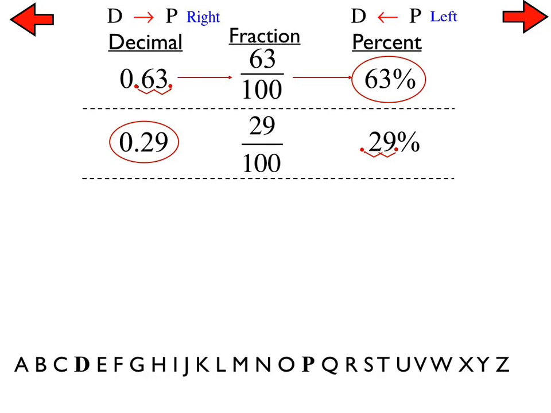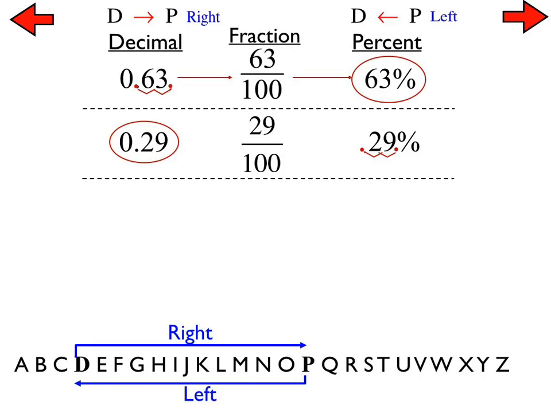Now, every year there are 1 or 2 people who can't remember moving left or right. Here's an easy way of remembering. Think about alphabetical order. Decimal starts with the letter D, percent starts with the letter P. To go from D to P in the alphabet, you move to the right. So to go from a decimal to a percent, you move to the right. And of course, the opposite is true when you go from P to D in the alphabet, or a percent to a decimal. So that's just a little thing for you to remember if you can't remember whether you're moving left or right.